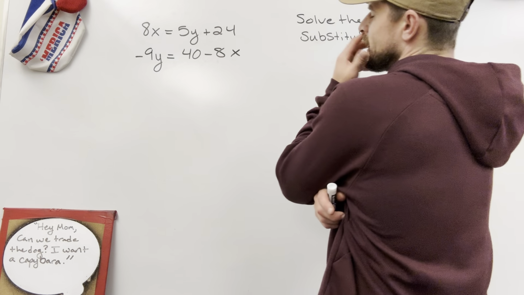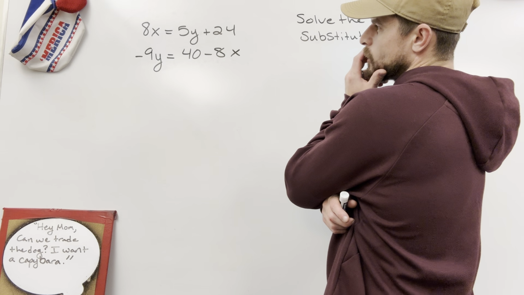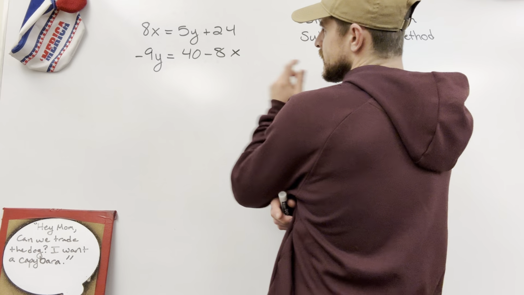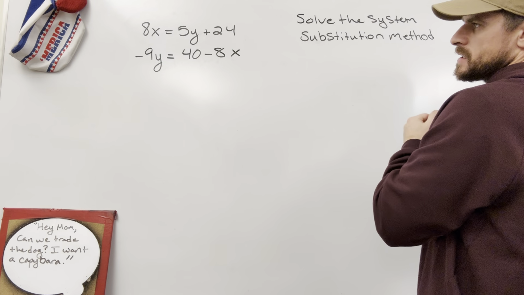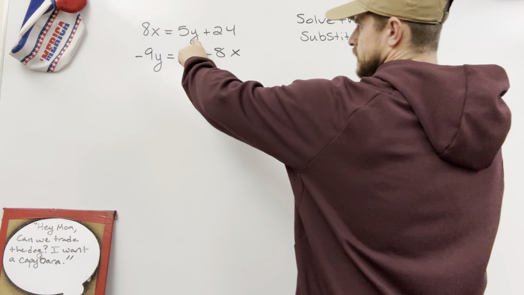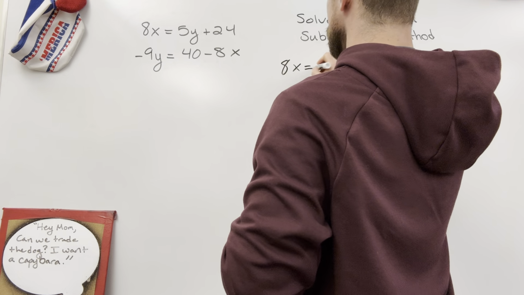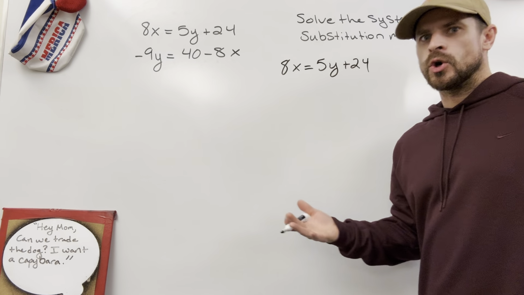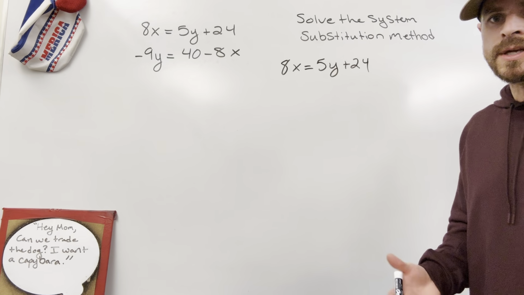So there's a lot of things we could do here with this problem. It's not going to be easy no matter what, but I think we could probably isolate this y pretty easily. That's just what my eyes and my gut is telling me. Let's isolate this y. So I'm going to say 8x equals 5y plus 24. My main job is I got to get a variable by itself. So let's just start by doing that step.